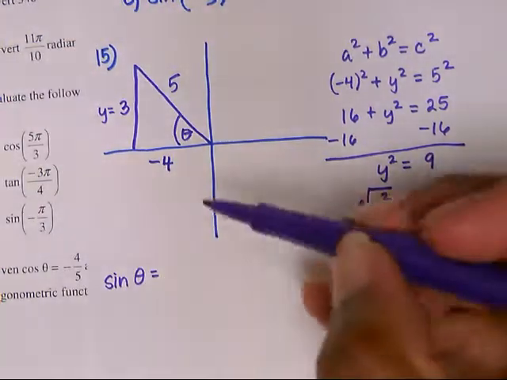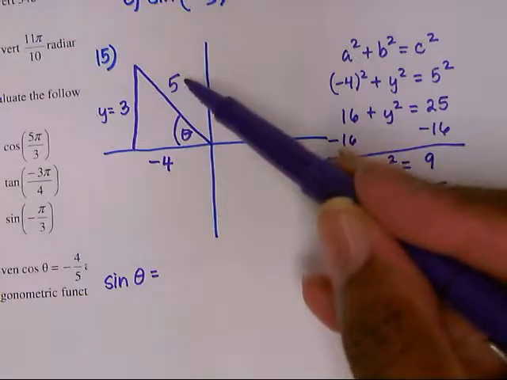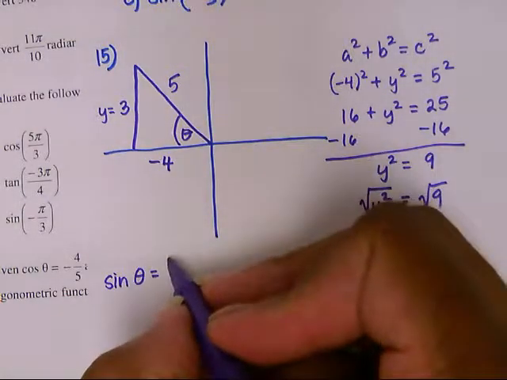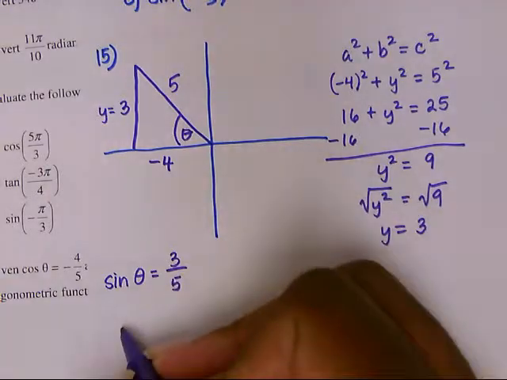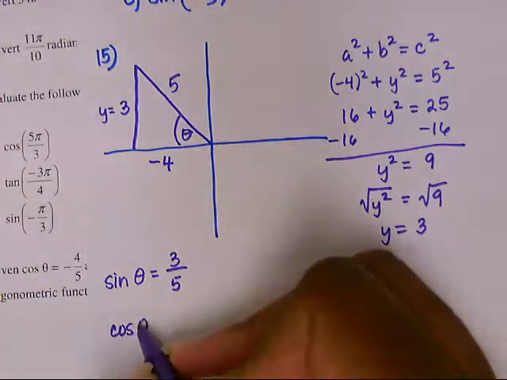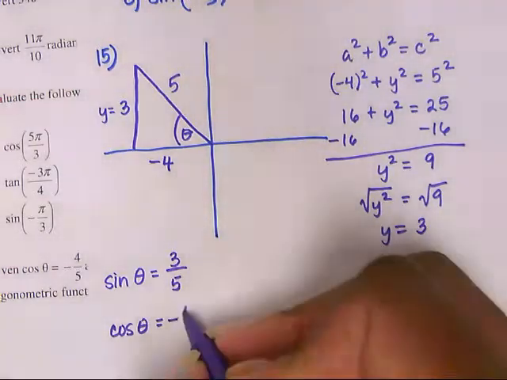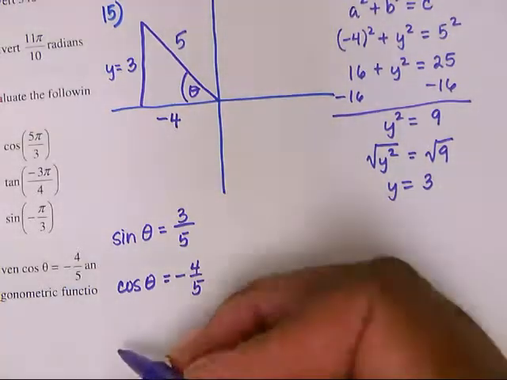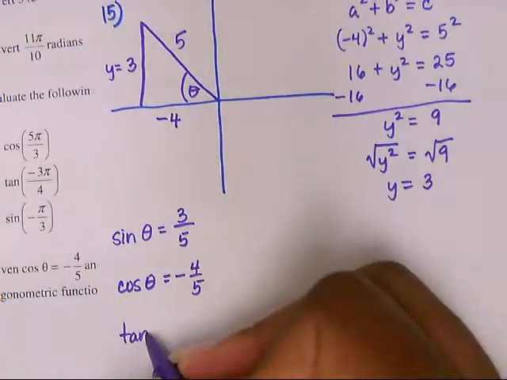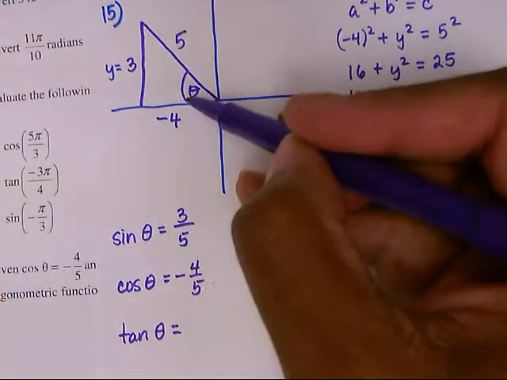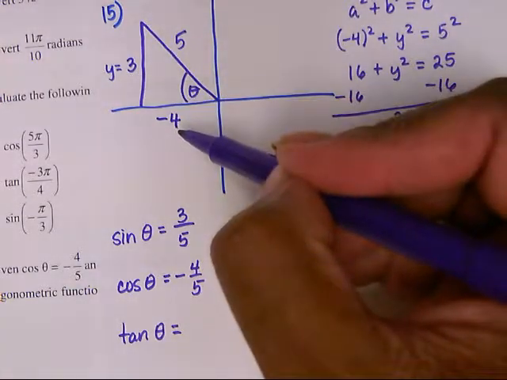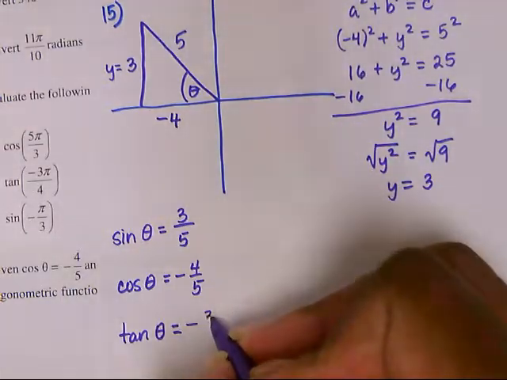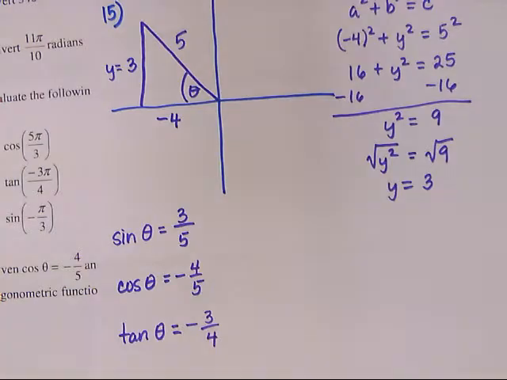So for the sine of theta, that's going to be opposite over the hypotenuse. Sine of theta, that would be 3 over 5. Well, I already know what the cosine of theta is. That's going to be negative 4/5. I can find the tangent of theta. That's going to be opposite over the adjacent. That's going to be 3 over negative 4, or we can say negative 3/4.